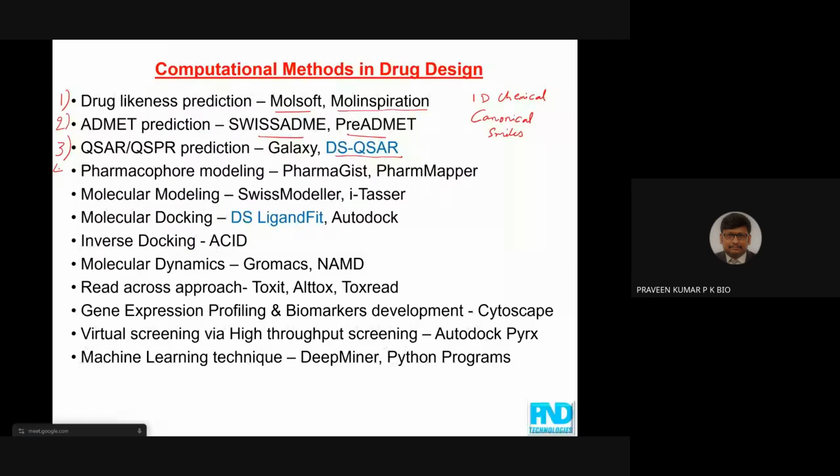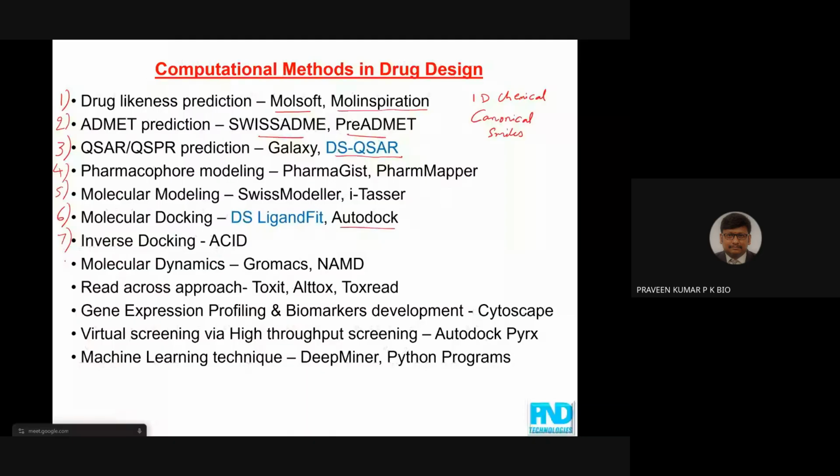Okay, and for pharmacophore modeling, we can use PharmaGist and PharmaMapper. Molecular modeling, we have already discussed yesterday. Molecular docking, okay, we have so many tools for docking. Thousands of tools are available. We can see AutoDock as an illustration tool for molecular docking. And for inverse docking, we can go with ACID.